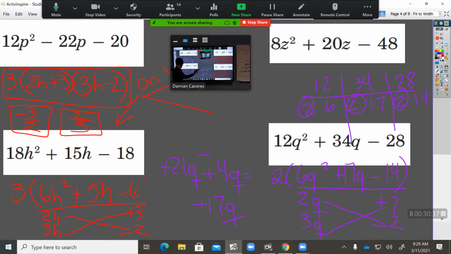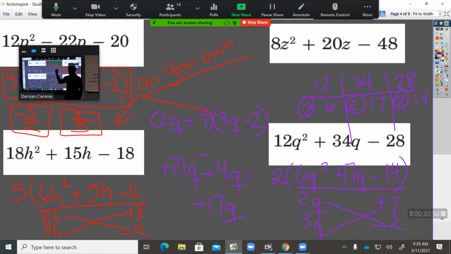So now, one binomial is 2q plus 7, that top portion. The next binomial is the bottom portion, 3q minus 2. Now let's write down the two solutions without doing any work, just because we know the steps. If 2q plus 7 was equal to 0, the two steps to solving it would be subtract 7 from both sides and divide by the coefficient, 2. Same logic on the next binomial.